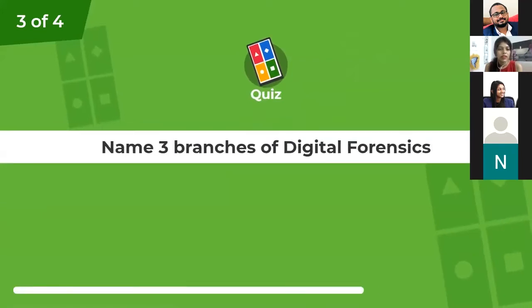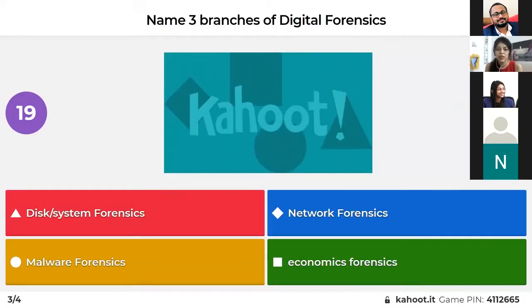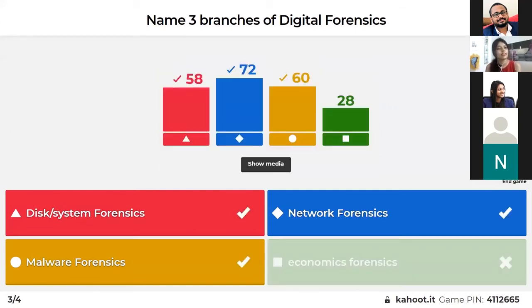Okay, this is a multi-select question. Name 3 branches of digital forensics. So what will be the correct 3 answers? It could be disk system forensics, answer red. Answer blue, network forensics. Answer yellow, malware forensics. Answer green, economics forensics. So what will be the correct 3 answers?